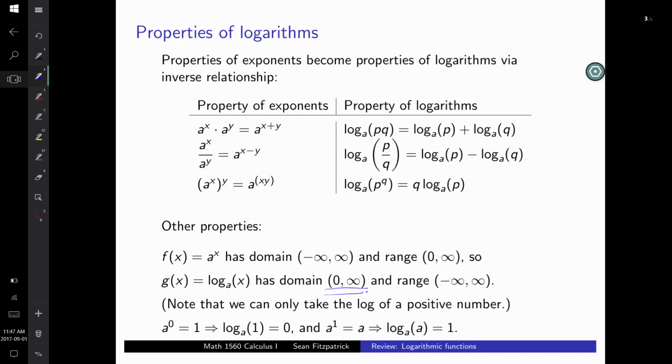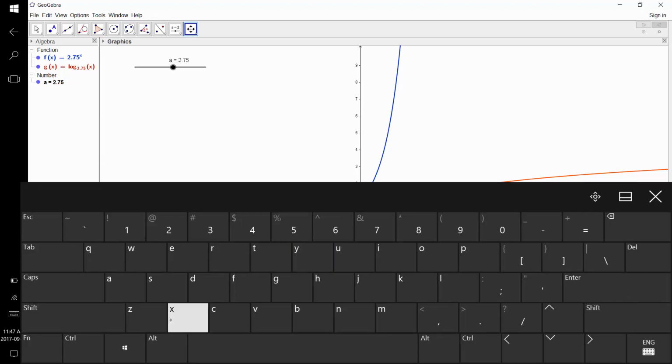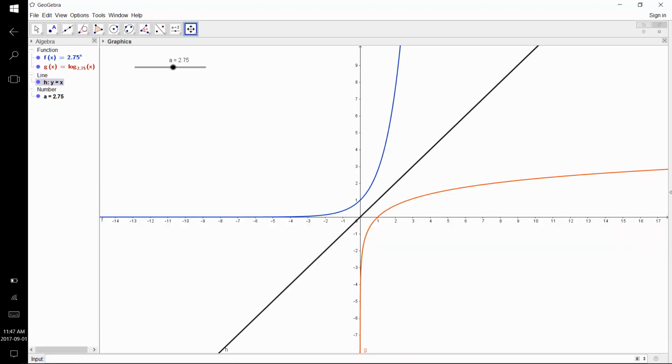Just to illustrate the relationship here, let's jump back over to GeoGebra. Our exponential function is there in blue, and now we've also plotted the corresponding log function in red, and you can see this inverse relationship. One of the things you might have been told at some point is that one of the ways you get the graph of an inverse is you reflect across the line y equals x. You can see that here. There's the line y equals x. The graph of the log is the mirror image across that line of the graph of the corresponding exponential function.